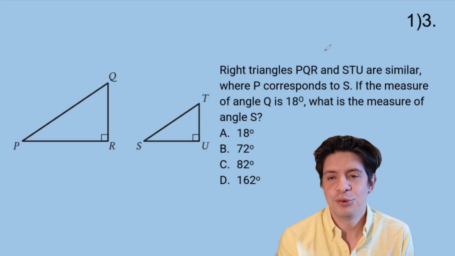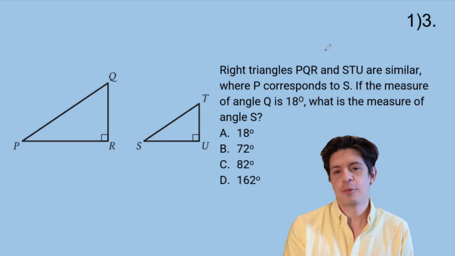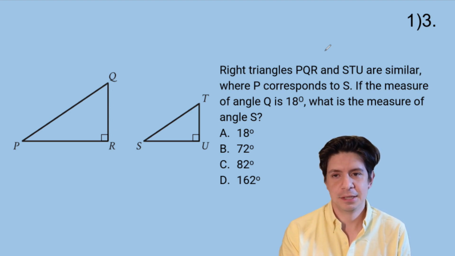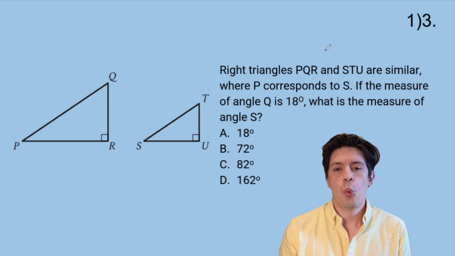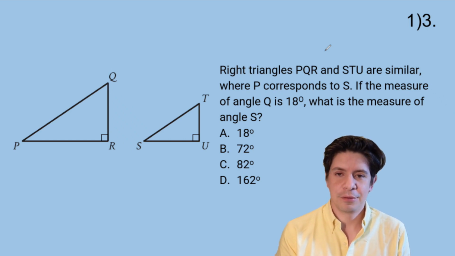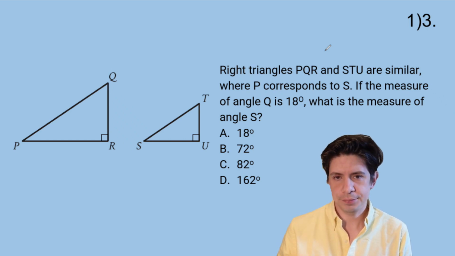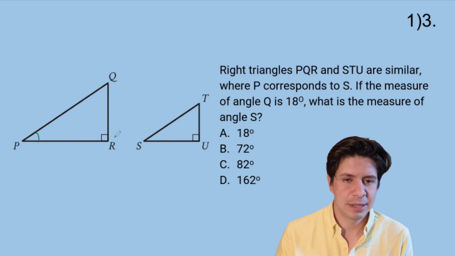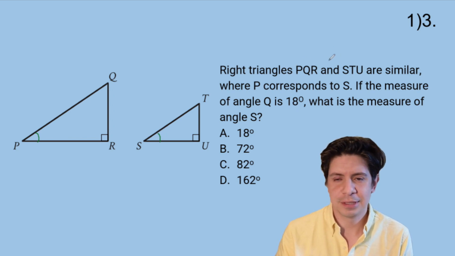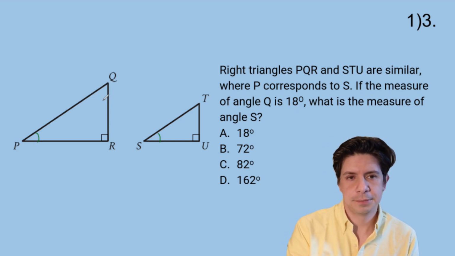Right triangles PQR and STU are similar, where P corresponds to S. If the measure of angle Q is 18 degrees, what is the measure of angle S? Okay, so these are right angles. We know they correspond because they're told that. Normally it's written in a way where each corresponding letter is in the same position too. And then angle Q is 18 degrees. So this is 18 degrees.